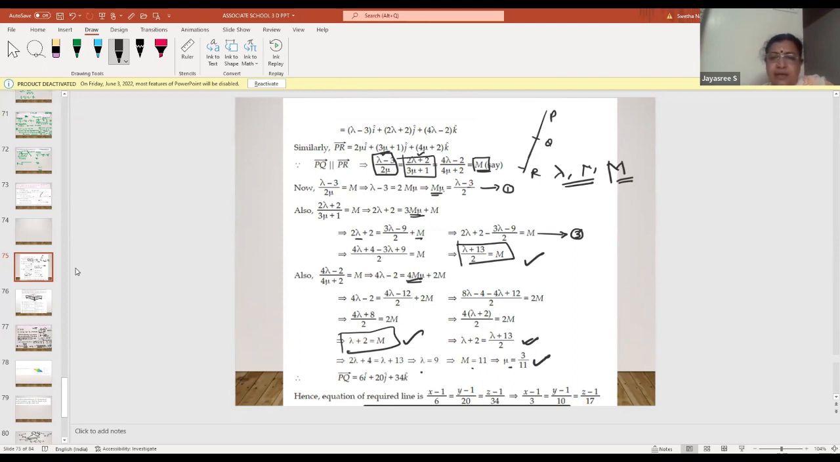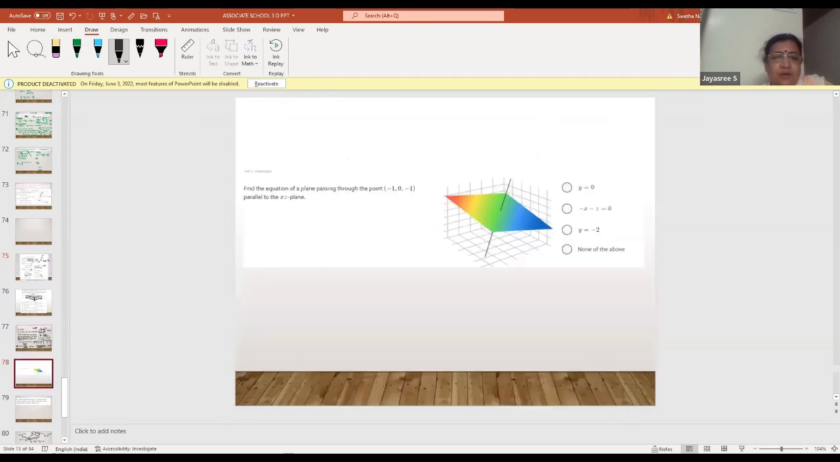We are able to find the direction ratio of PQ. Once you get the direction ratio, it passes through the point (1, 1, 1). The direction ratio of PQ, with lambda and mu substituted, gives us 2 equations. This is a slightly higher order thinking sum. So that is what I wanted to discuss.